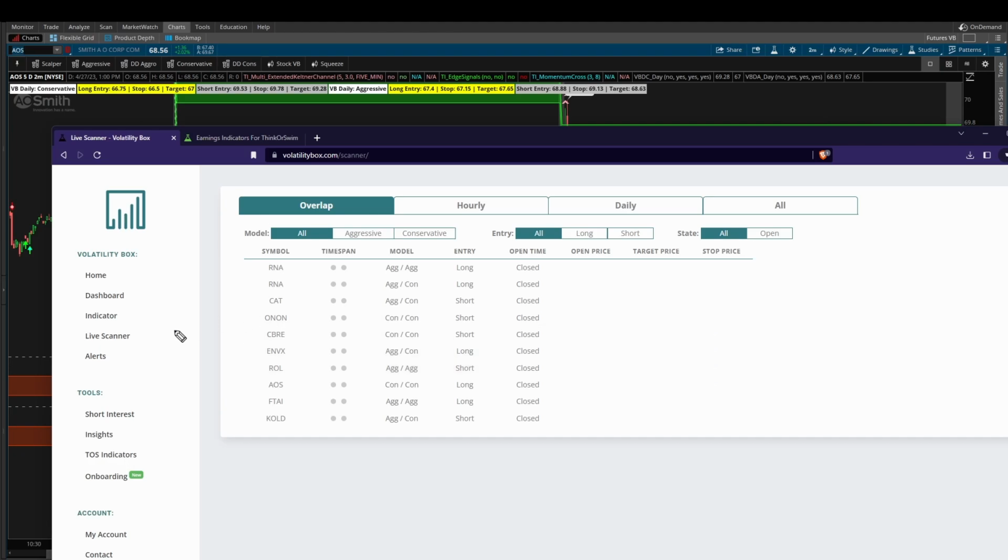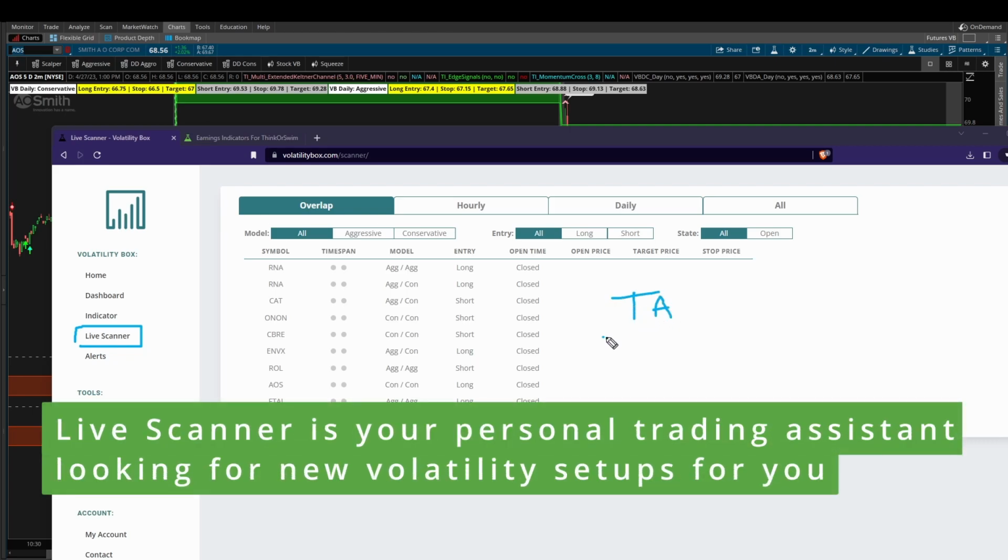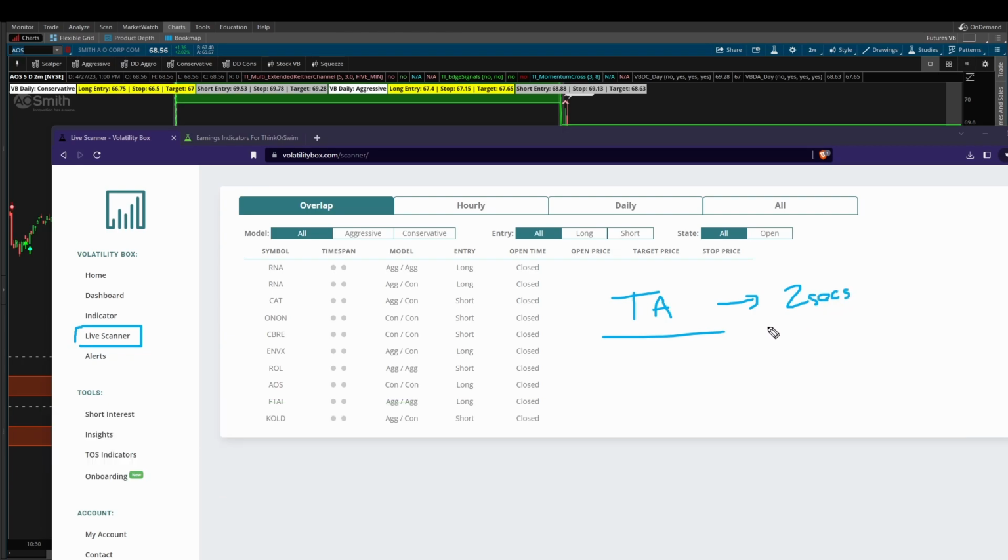The way I like to always describe the live scanner for those who are unfamiliar with it, think of it as having your own personal trading assistant that's working for you, scanning every 2 seconds, looking for new trade setups that fit this volatility model framework that we have built up. Not only does it find these opportunities, it reports them on a running basis without any downtime. It doesn't need breaks. It doesn't need coffee breaks, anything of that sort. It simply just works. And that's the purpose of the live scanner.